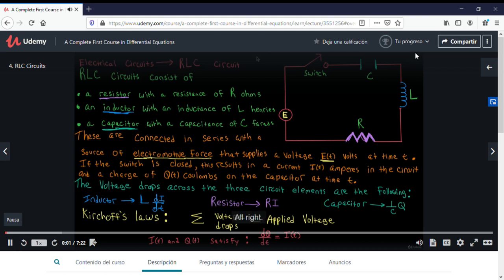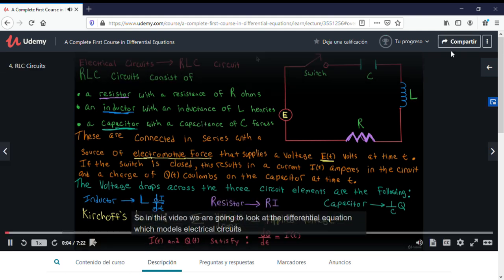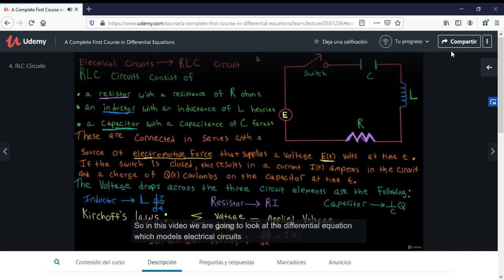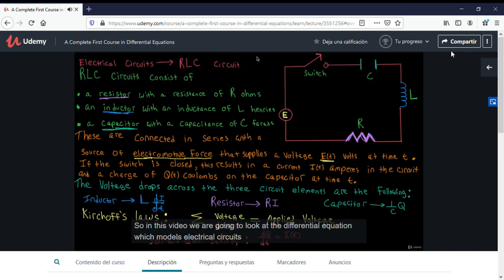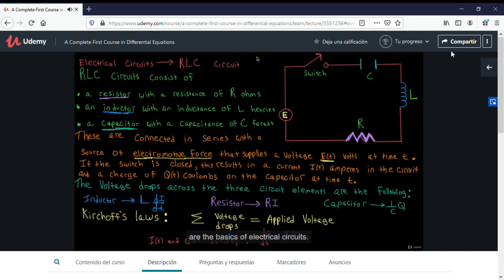All right, so in this video, we are going to look at the differential equation which models electrical circuits, or the basics of electrical circuits. Okay, so we're going to be looking at the RLC circuit. So I have a bunch of information written down here, just so you wouldn't have to write it all out.